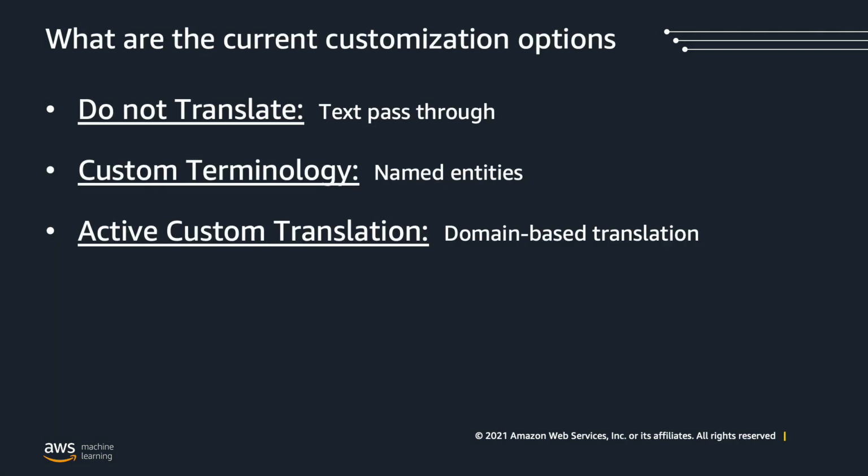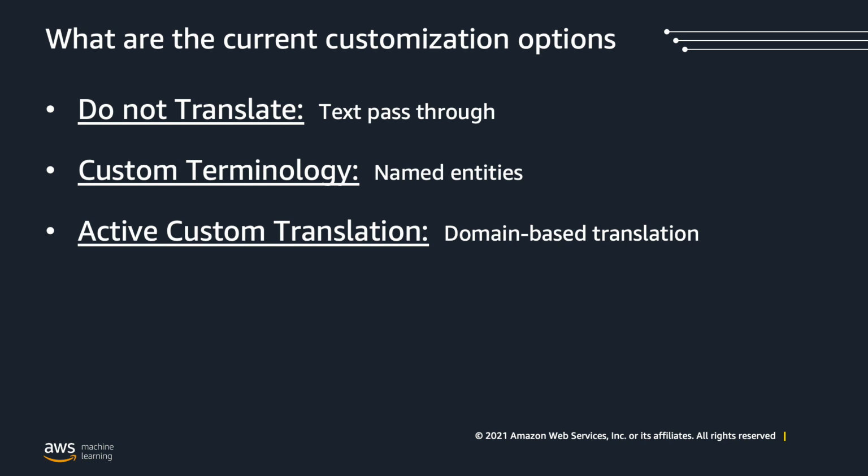Let's explore the options we have to customize the output. First, we have the Do Not Translate feature. This feature enables you to tag content of your input string, and Amazon Translate will maintain them or pass through the string in the translated output. Use this for cases such as quotes, codes, or unique identifiers.